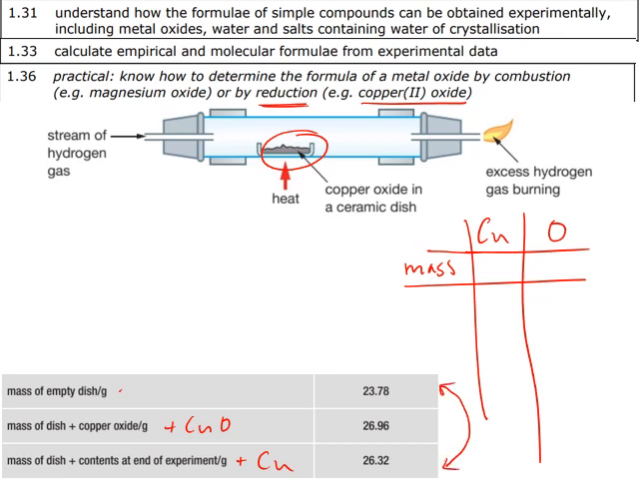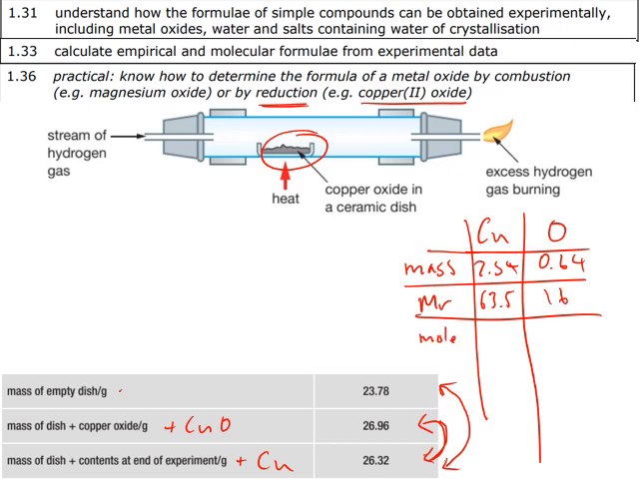So these two values minused, and we're going to get 2.54. To find out the oxygen, we need to do the difference between these two values, and that is going to be 0.64. We now need to find out the MR of each atom, and the MR of copper is 63.5. Look at the top number in the periodic table, and oxygen is 16.